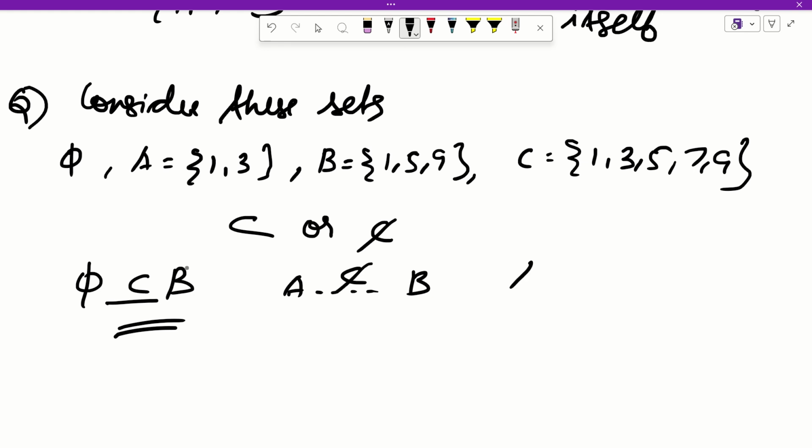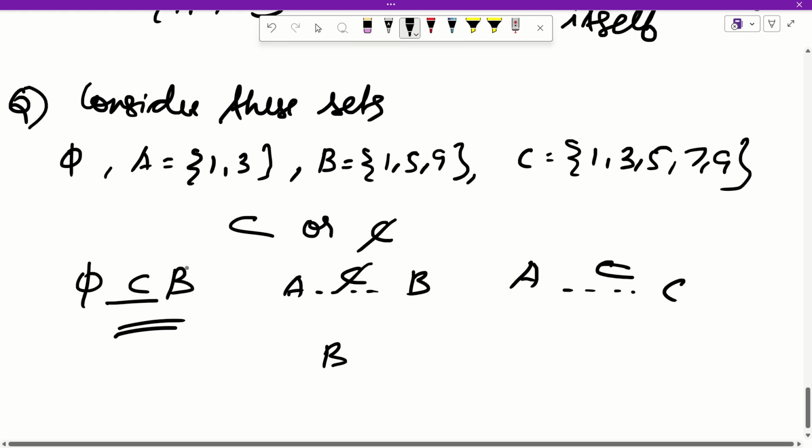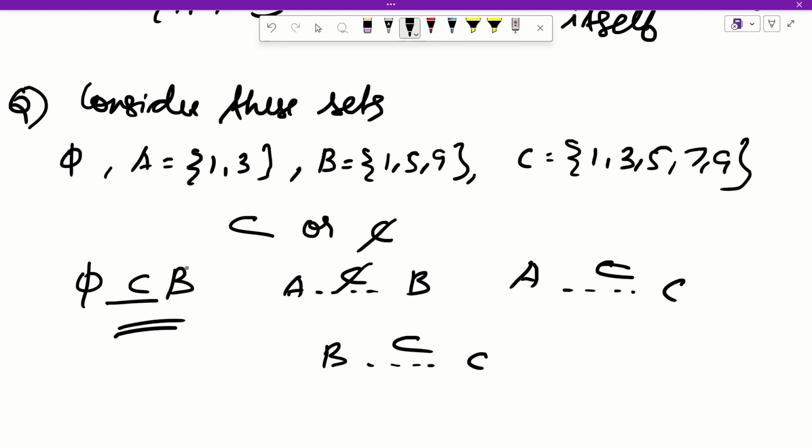Now let's check A and C. 1 is there, 3 is there. So A is a subset of C. Now let us check B and C. 1 is there, 5 is there, 9 is there. So B is a subset of C. Okay, so that's all about subsets.